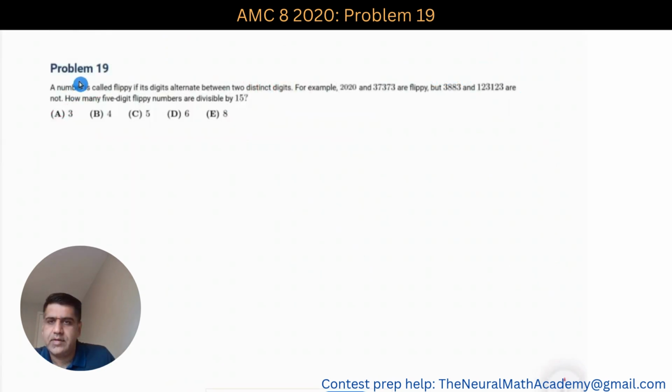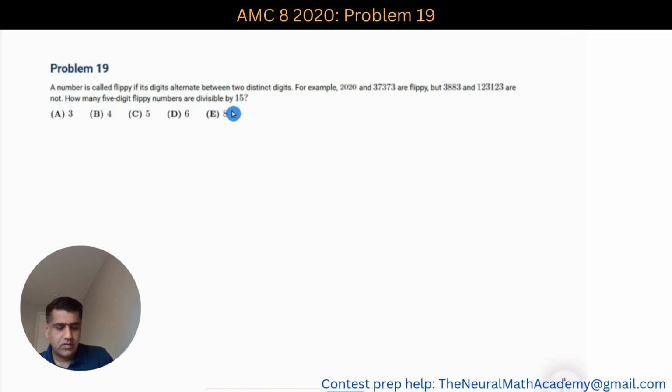Let's do problem 19. It states a number is called flippy if its digits alternate between two distinct digits. For example, 2020 and 37373 are flippy, but 3883 and this one are not. Okay, so we have to find how many 5-digit flippy numbers are divisible by 15.